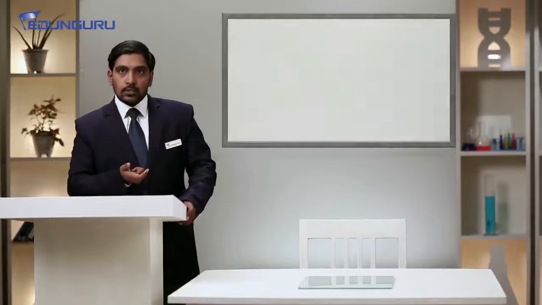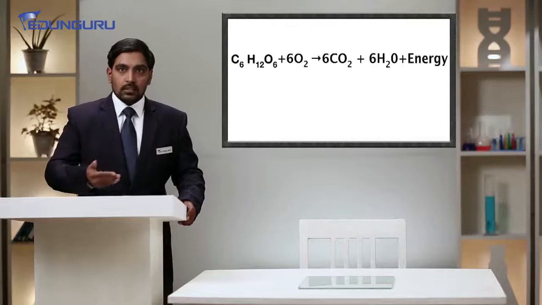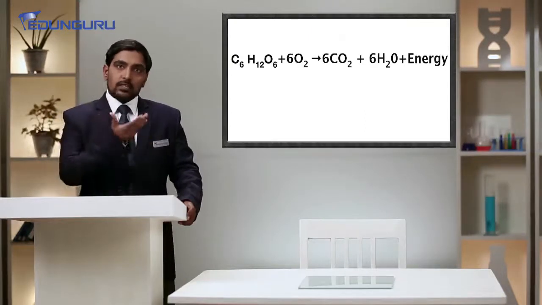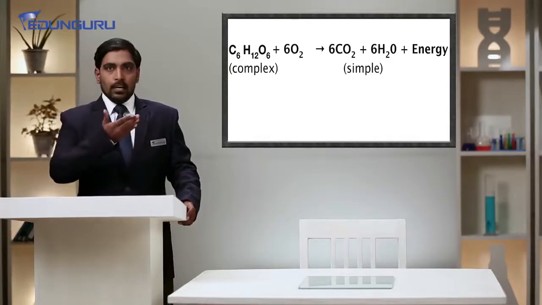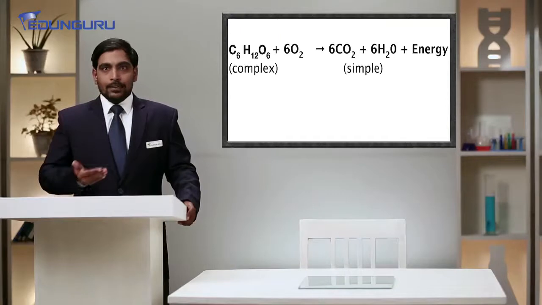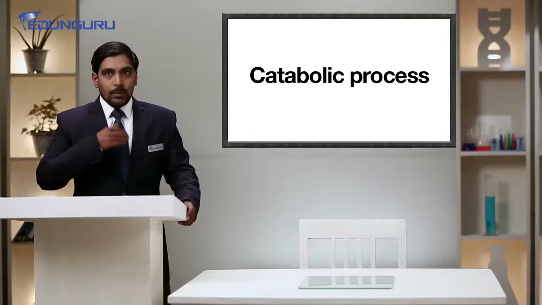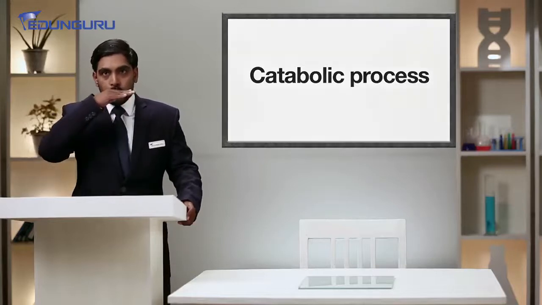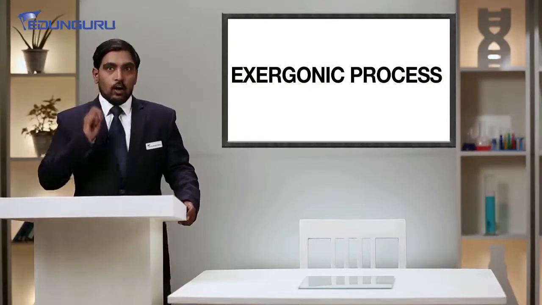Now when I say glucose, it is C6H12O6. What we give out is carbon dioxide and water. So glucose is complex, carbon dioxide and water are simple. So breaking of complex into simple is nothing but a catabolic process. When we breathe out, when you put your hand below your nose, you feel the warmth, you will understand that we are giving out some heat energy. So respiration is also giving out heat energy, that is an exergonic process. We got two words, catabolic, exergonic.